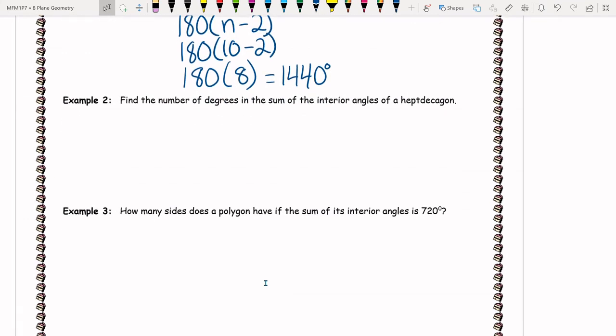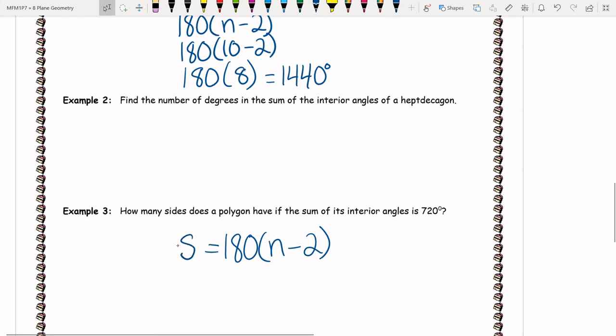At number 3, it says, how many sides does a polygon have if the sum of the interior angles is 720 degrees? So I want you to write the formula again. But this time I want you to think, what does this equal to? Well, it equals the sum of the interior angles. You could basically use any letter here, but we'll use S to represent the sum of the interior angles. In this question, was I given the number of sides, or was I given the sum of the interior angles? I was given the sum of the interior angles. So I could replace S with 720 and then write my formula like this.